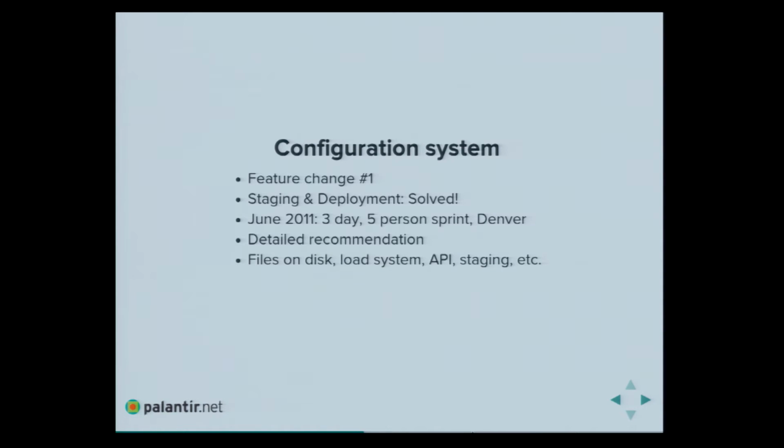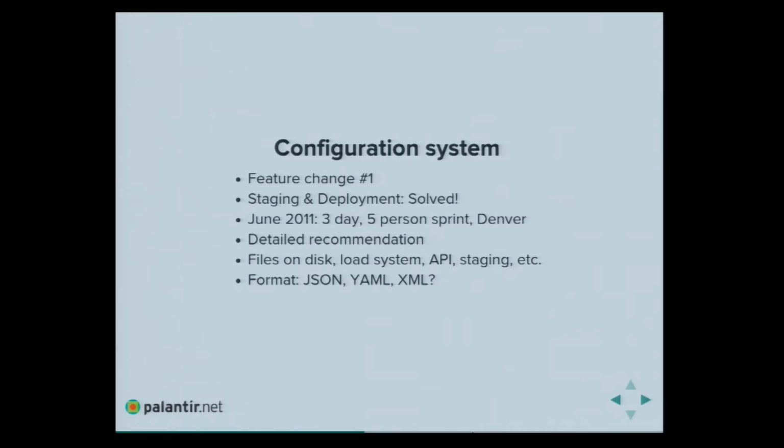We had our configuration file stored on disk instead of on the database. We had a system defined for how we were going to load that configuration, how it's going to work. We knew what the API was going to look like. We knew how we would do staging. It's a really detailed plan for how this thing was going to work. And really the only thing we hadn't settled on firmly was, are those files on disk going to be JSON, YAML, or XML? What is the one thing people actually cared about in this report?